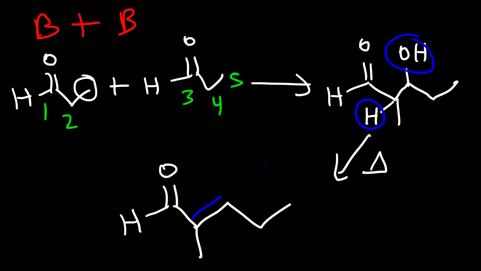And so this is the E isomer, and so the other product will be the Z isomer. And so that's it for the cross-aldol reaction. Those are the different products that you can get between ethanal and propanal when they react with each other under basic conditions.